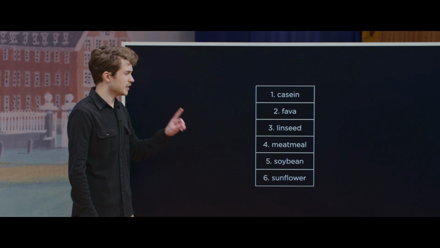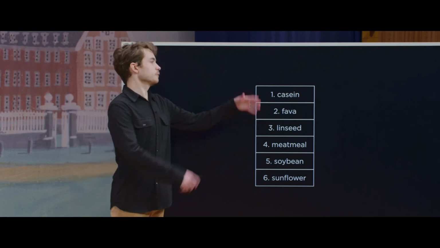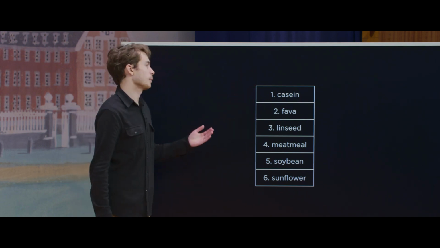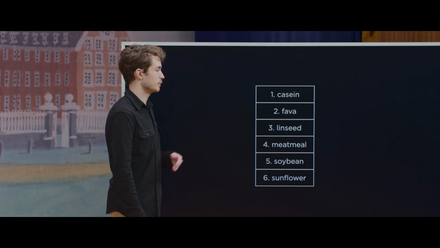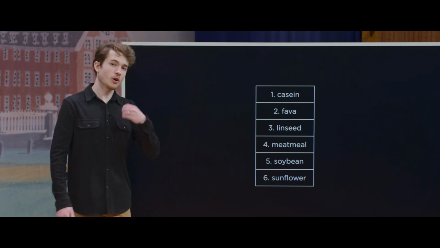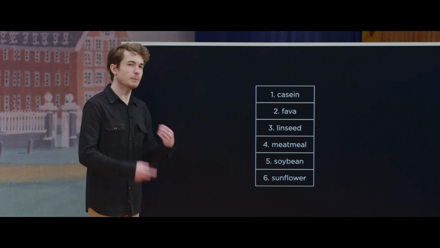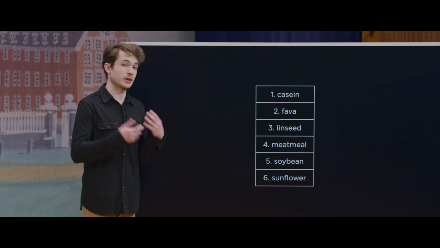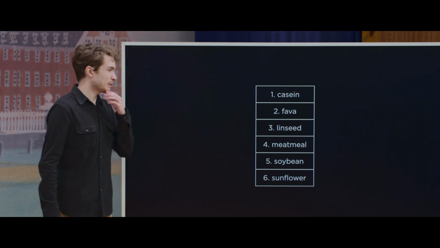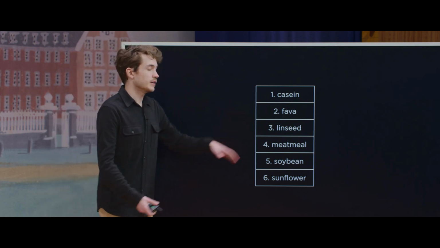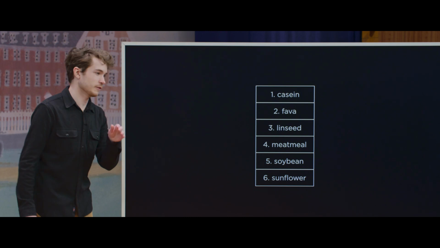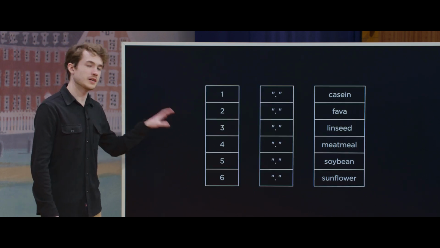And then the next thing I see is we have whatever food option corresponds to this particular option, like casein, fava, linseed, or meat meal. Now, when you're using R, and you're using vectors, it really pays to think in a vectorized way. So I could actually think about this single vector as the combination of 3 different ones, these right here.